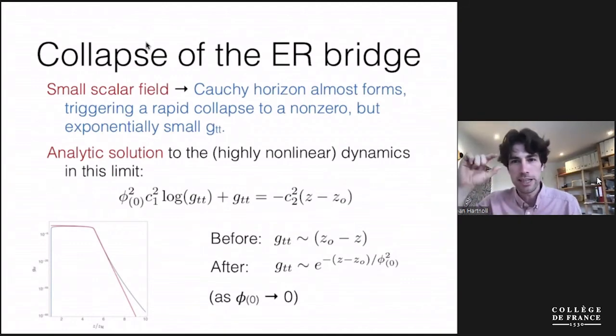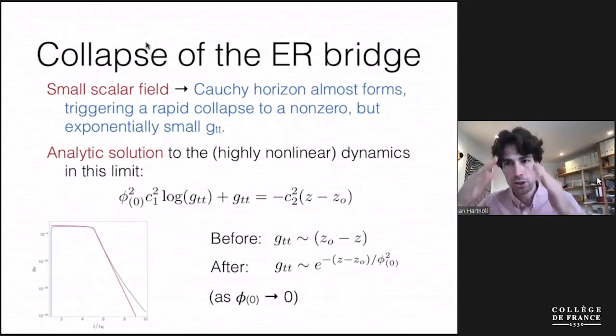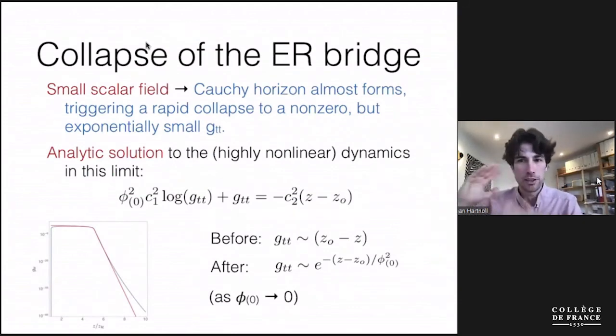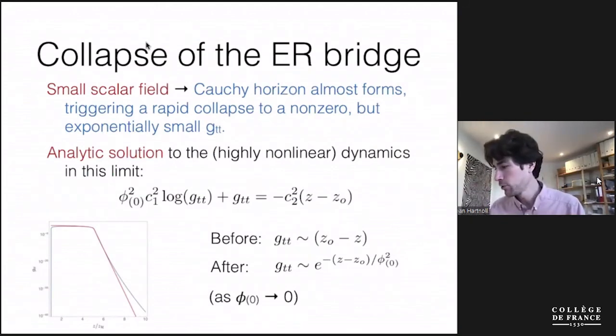And so it turns out if you take the limit where the scalar field is small, we actually could solve this back reaction analytically, okay? Because it turns out it happens very abruptly. And that's why we call it the collapse of the Einstein-Rosen bridge, right?